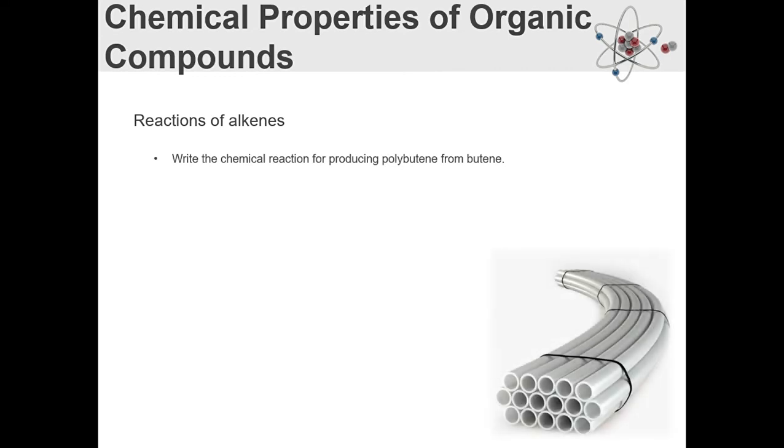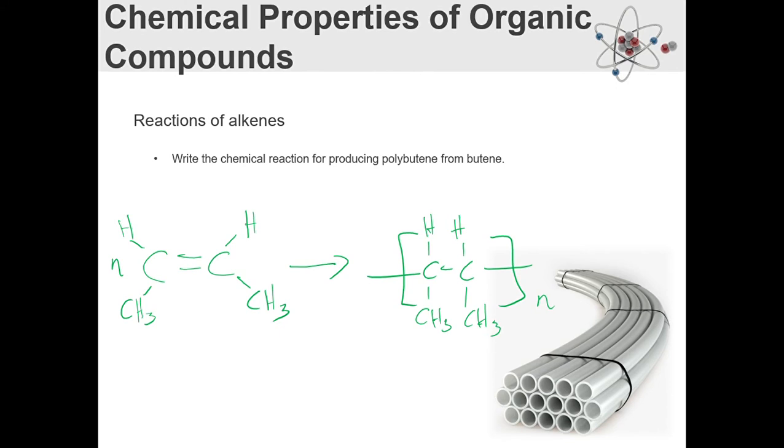Alright, try this one. Write the chemical reaction for producing polybutene from butene. Pause the video now. Alright, so here we've got polybutene. You'll notice that whilst this is a CCCC, the only way that this works is if you have the double bond across the second carbon. And you get a repeating molecule that looks like the one next to it.